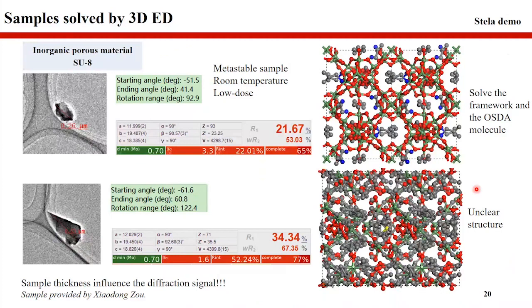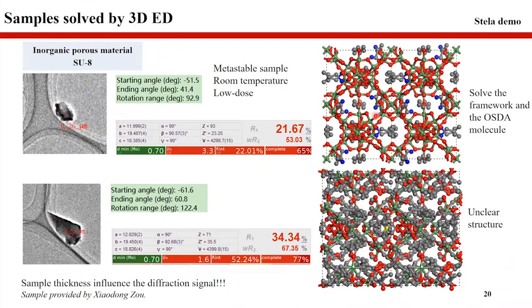For the stellar, last year we tested several tens of samples on it, and the results are still under revision. So I simply show a series of known structure solutions. Here is an example about the SU8. It is an inorganic porous material from Stockholm University. It is a metastable sample. Because of the time limit, we didn't use liquid nitrogen, and we also wanted to have a try to collect the 3DED data under a low beam dose at room temperature. And finally, we could solve the framework of the structure, and also the OSDA, that is an organic structure directing agent. It is a small organic molecule, which was also solved from this data.